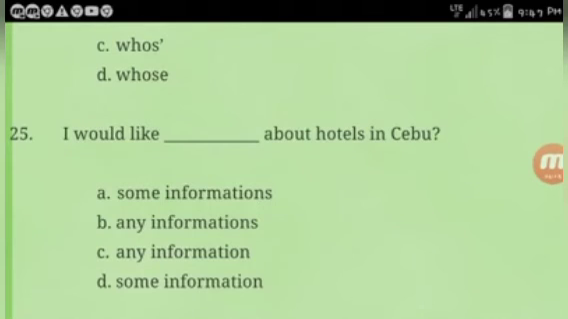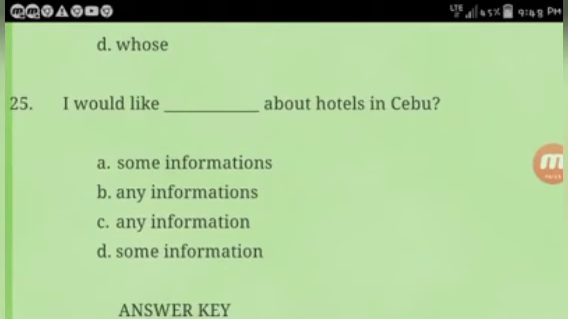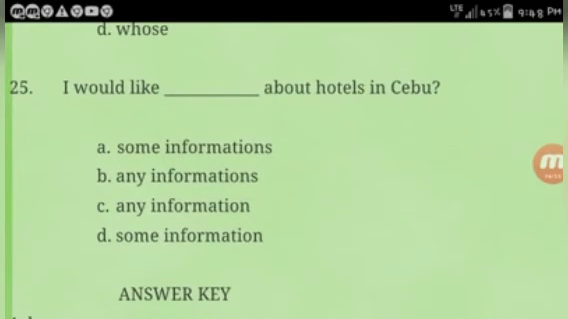Okay, so since this one, the answer here is I would like some information about hotels in Cebu. Actually, this is not a question. I'm sorry, it must be a period. It's a positive sentence, so it requires letter D, some information. We cannot say some informations. It's because information does not have a form for whether it's plural or singular.